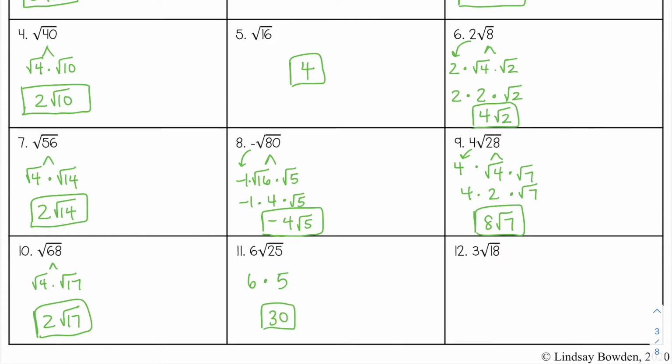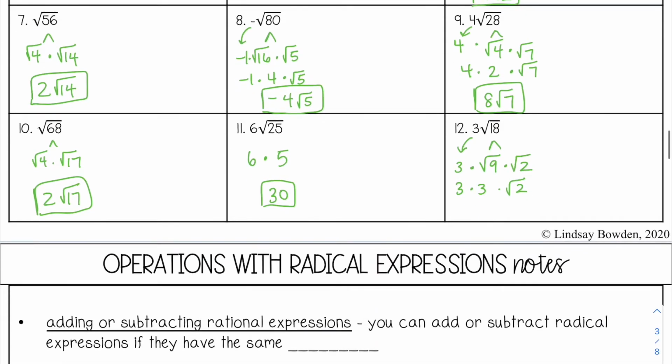All right, and then the last one, we know that 9 will go into 18, so I'm going to bring my 3 down. The square root of 18 is the square root of 9 times the square root of 2. The square root of 9 is 3. So 3 times 3 is 9 on the square root of 2.